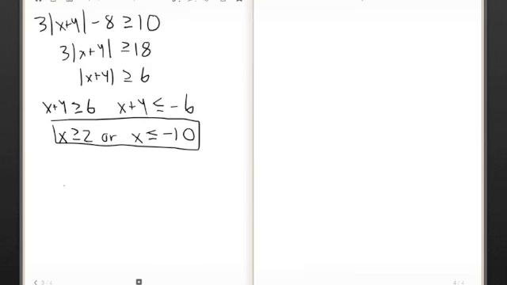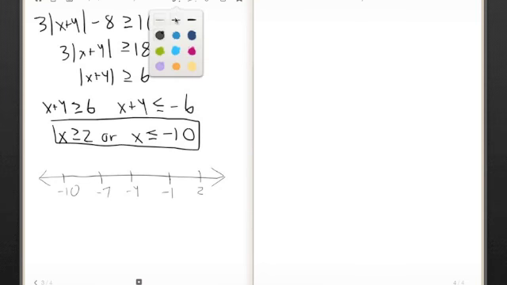So now when we graph this, let's see, we have 2 and negative 10. These are 12 apart, so let's see, it's right in the middle, negative 4. We'll count by 3's here. Okay. They're going in opposite directions. Less than or equal to negative 10, or greater than or equal to 2.